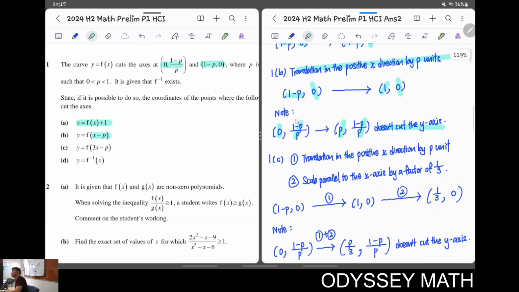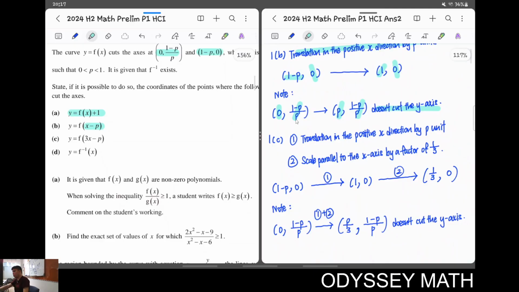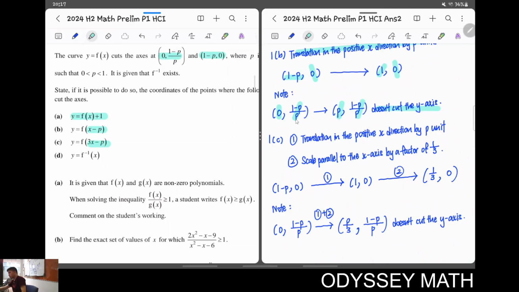Okay, part C. Here what we do, there are 2 stages. Again, there are many answers to graph transformation, so this is just one of the many. We translate in the positive x direction by p units, so we basically just replace x with x minus p. Remember, what you say is what you do. That is the English statement here. And then you replace the opposite.